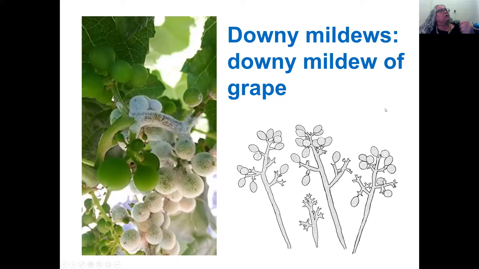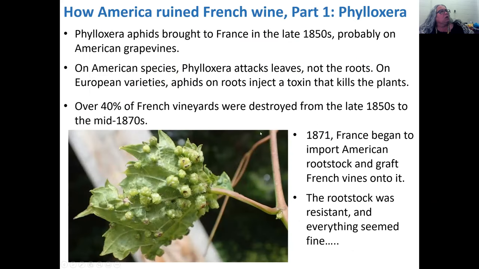Okay, so let's talk about a downy mildew. This is downy mildew of grape. So this is a long story of how America ruined French wine. First, somebody brought American grapevines to France, and hitching a ride on those grapevines was this phylloxera aphid. Now, on American grape species, phylloxera attacks leaves, and you can see these funny growths on the leaf. In fact, you can probably go out this summer and see this. I see this in my yard. But that's all it does.